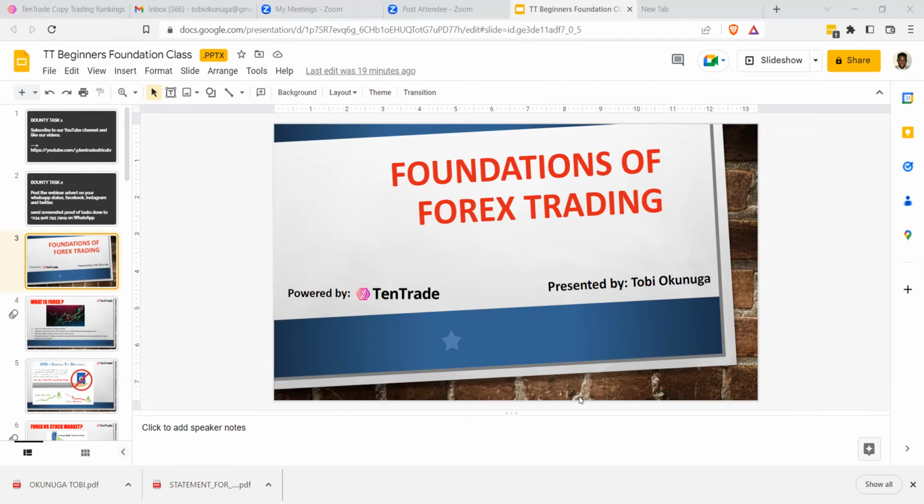Awesome. Kanaya said buying and selling. Yes, correct. So you'll be involved with buying and selling. That's one thing you'll be doing in the financial market to make money, right? Andrew, correct. Buying and selling, all right?